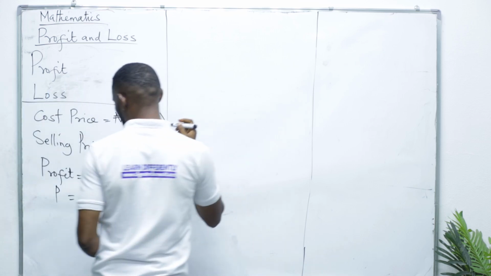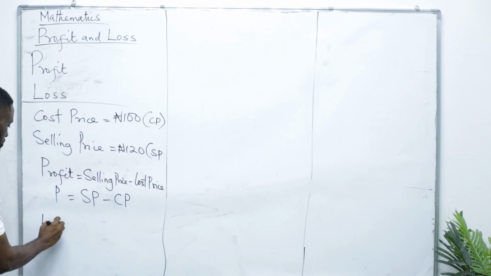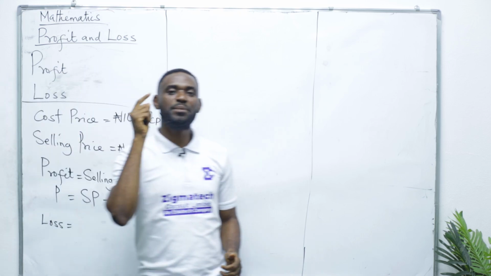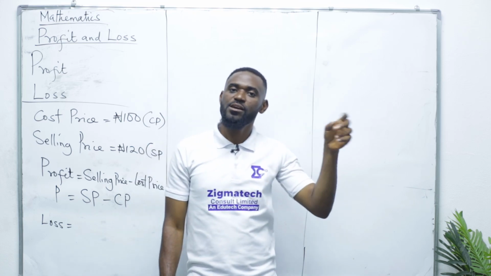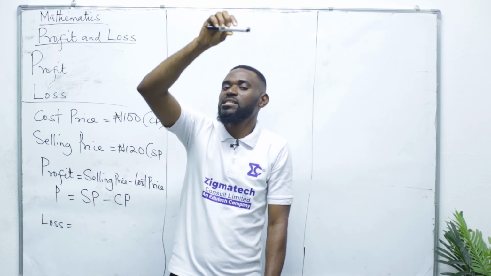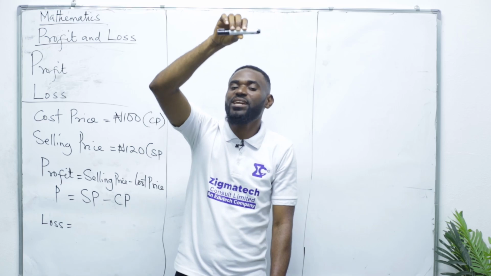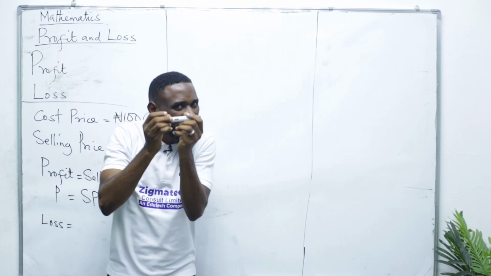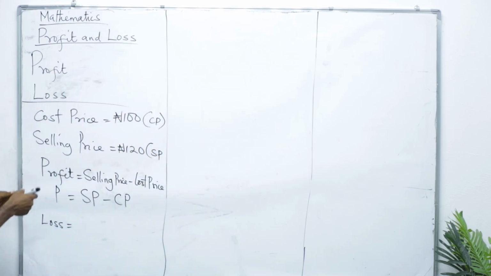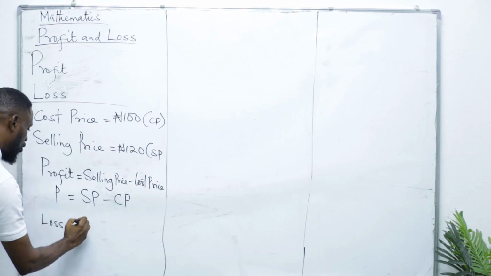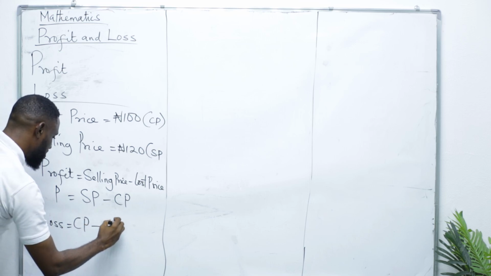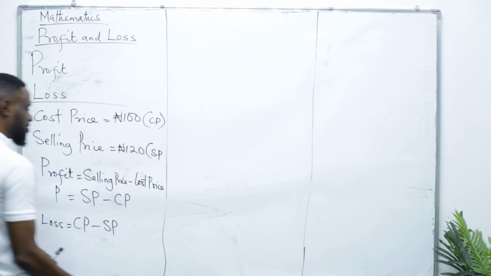Now, for loss, we find loss when the selling price is less than the cost price. Just like I said, I bought this marker for 100 naira and I'm selling it at 90 naira. It means the selling price is now less than the cost price. So when that happens, the loss formula is cost price minus selling price. So let's look at it now.